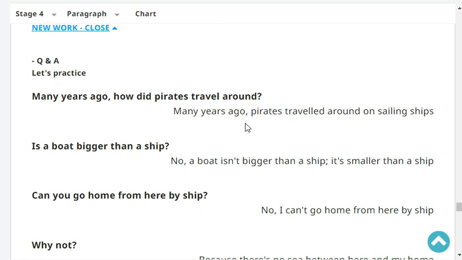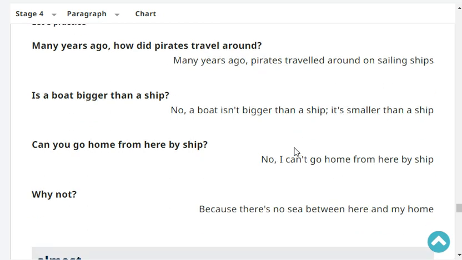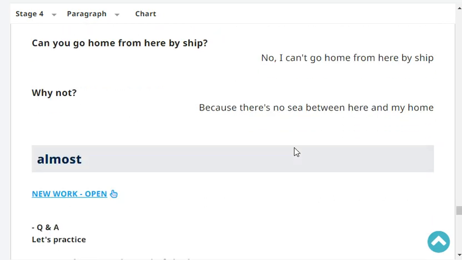Is a boat bigger than a ship? No, a boat isn't bigger than a ship. It's smaller than a ship. Can you go home from here by ship? No, I can't go home from here by ship. Why not? Because there's no sea between here and my home.